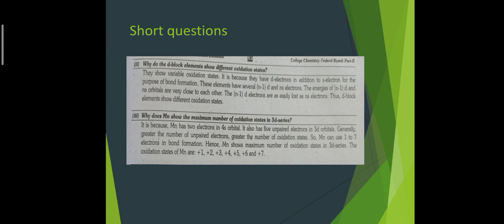Next question is, why does manganese show the maximum oxidation state in the 3D series? It is because manganese has 2 electrons in the 4s orbital and 5 unpaired electrons in the 3D orbitals. Generally, the greater the number of unpaired electrons, the greater the number of oxidation states. So manganese uses 1 to 7 electrons in the bond formation, and hence it has the maximum oxidation states in the 3D series. It shows +1, +2, +3, +4, +5, +6 and +7 oxidation states mostly.